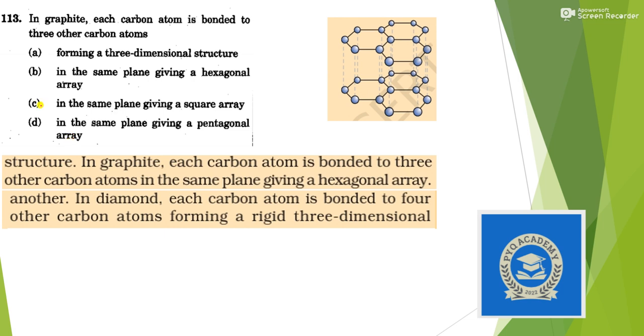Let's move to next question. In graphite, each carbon atom is bonded to 3 other carbon atoms. You can see here it is bonded to 3 other carbon atoms. I took this image from the chapter carbon and its compounds, where it is written, in graphite each carbon atom is bonded to 3 other carbon atoms in the same plane, giving a hexagonal array. You can see here hexagonal array. So answer is forming a 3-dimensional structure. No, this is for diamond.